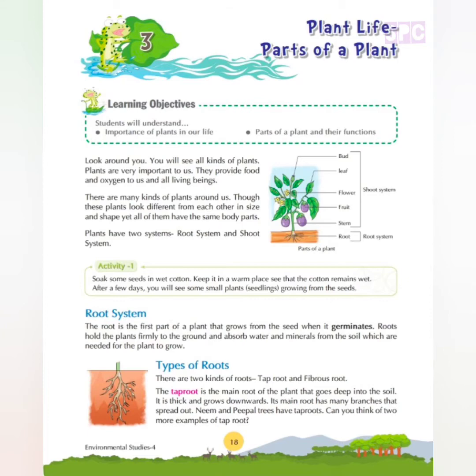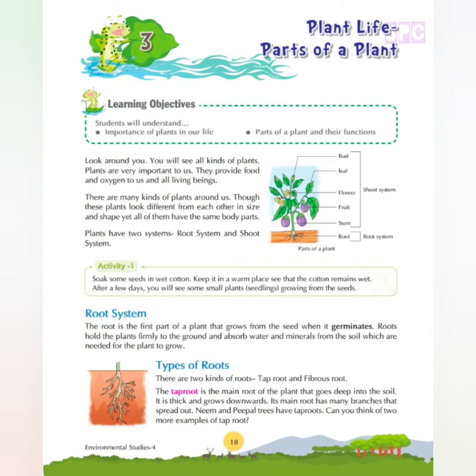Look around you. You will see all kinds of plants. Plants are very important to us. They provide food and oxygen to us and all living beings. There are many kinds of plants around us. Though these plants look different from each other in size and shape, yet all of them have the same body parts. Plants have two systems, root system and shoot system.